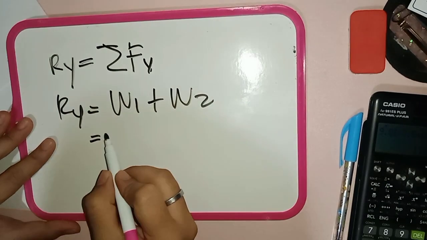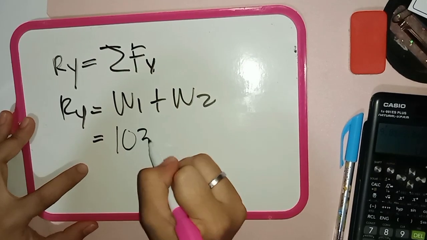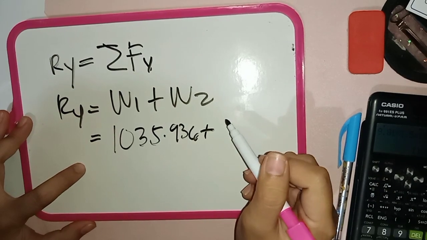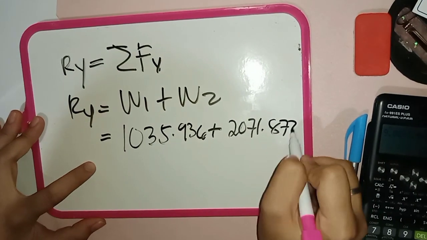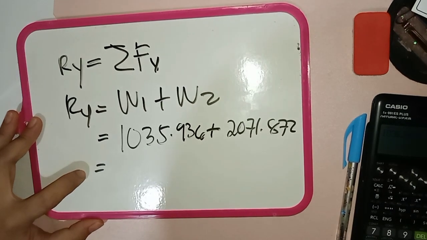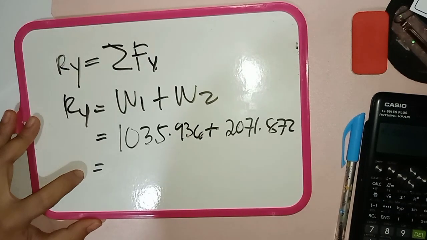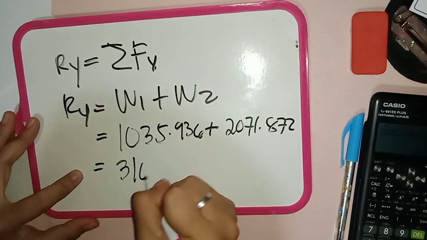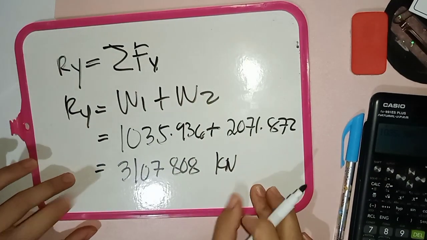From our previous computation, the value of weight 1 is 1035.936 plus our weight 2 of 2071.872. If we add that, 1035.936 plus 2071.872 equals 3,107.808 kN. So we have our vertical reaction.